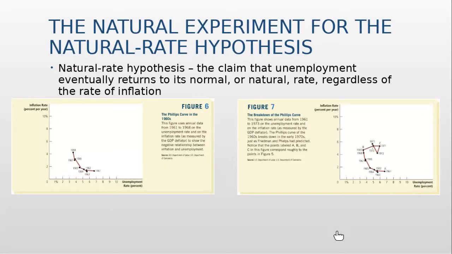So the natural experiment for the natural rate hypothesis, which is the claim performed by Friedman and Phelps, was the claim that unemployment eventually returns to its normal or natural rate regardless of the rate of inflation. Let's consider figure 6. The Phillips curve came about in the 1960s, and if you look at the short-term Phillips curve, it actually looks exactly like Phillips explained. We see that when inflation is higher, there's lower unemployment, and when unemployment increases, there is a lower inflation rate. So it seems good for the Phillips curve in the short run.